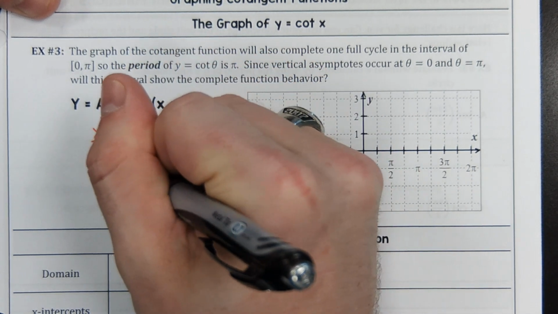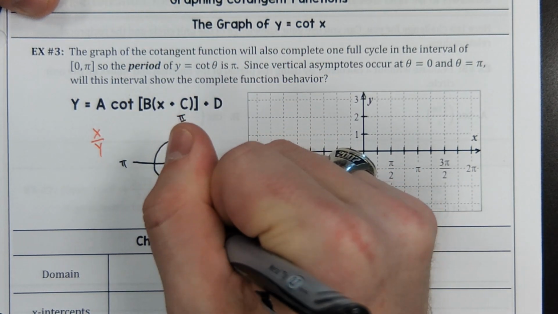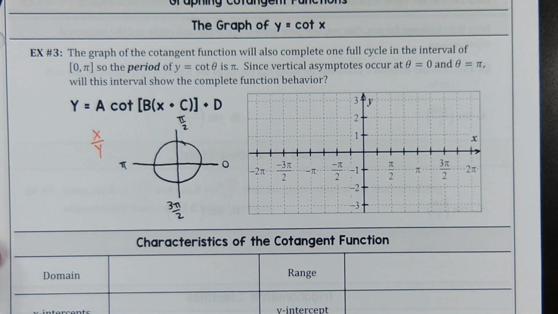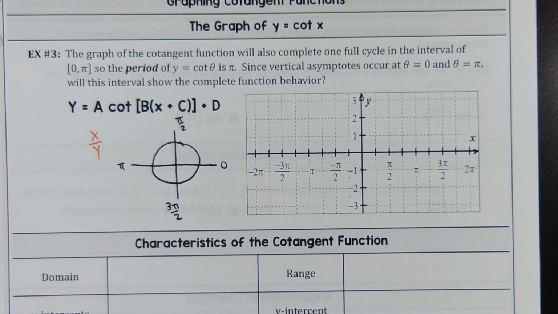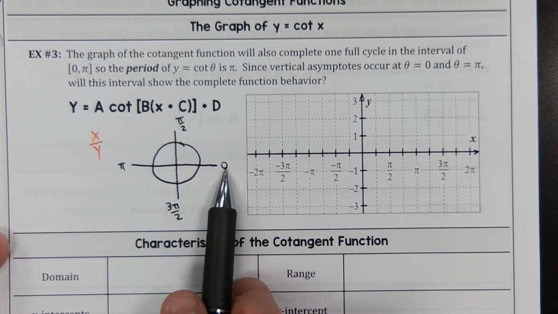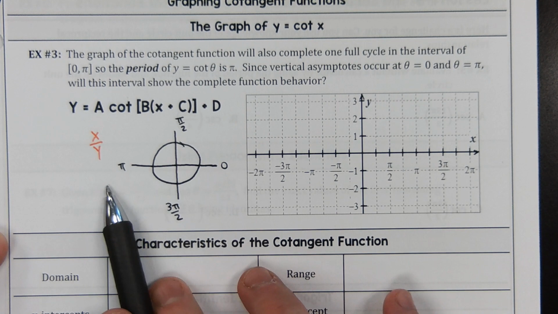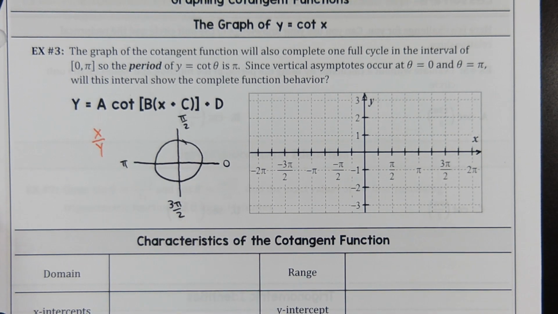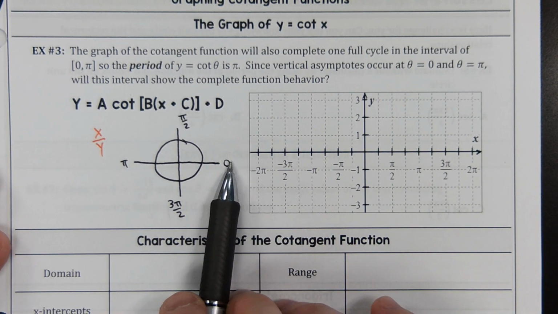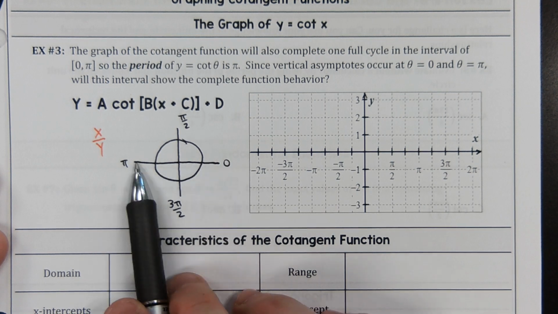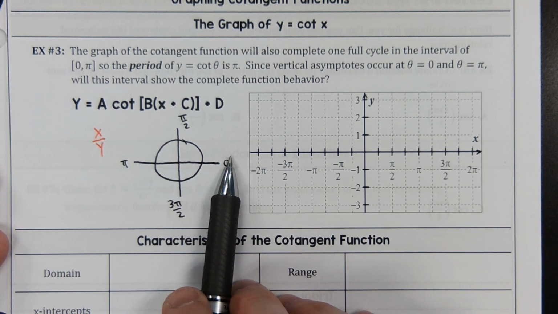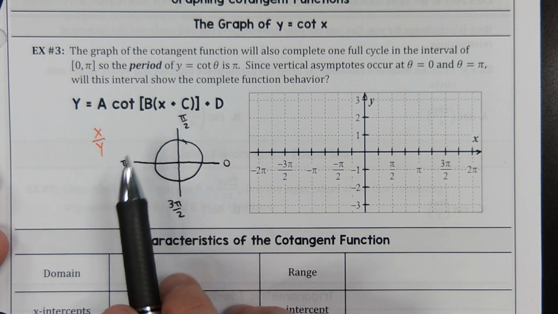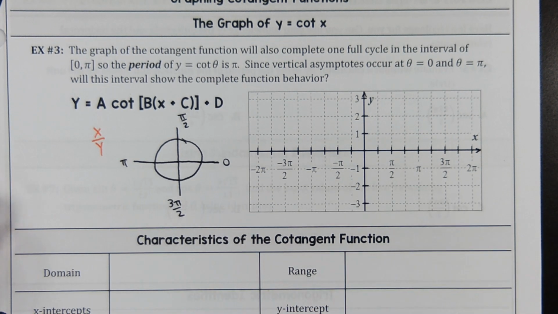Pi over 2, pi, 3 pi over 2. Okay, there we go. On this unit circle, you have no y length when you're on the x-axis. Those would be angles 0, pi, 2 pi, 3 pi, 4 pi, 5 pi, all of the whole pi's. All the whole pi angles, you have no side length value of y. That means cotangent is undefined at every whole multiple of pi.